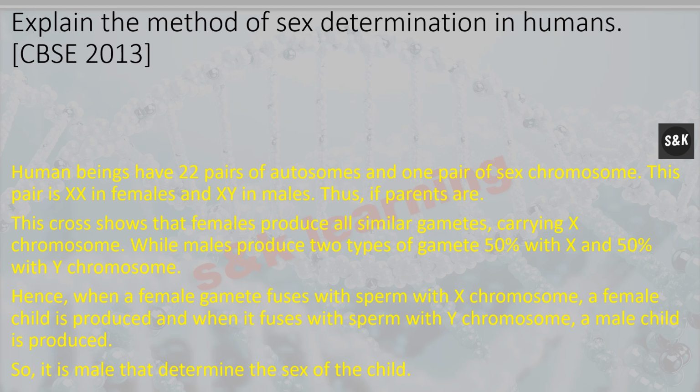Explain the method of sex determination in human. Human beings have 22 pairs of autosomes and one pair of sex chromosomes. This pair is XX in female and XY in male. This cross shows that female produce similar gametes carrying X chromosome, while male produce two types of gametes, that is 50% with X and 50% with Y chromosome. Hence, when a female gamete fuses with sperm carrying X chromosome, a female child is produced, and when it fuses with sperm with Y chromosome, a male child is produced.